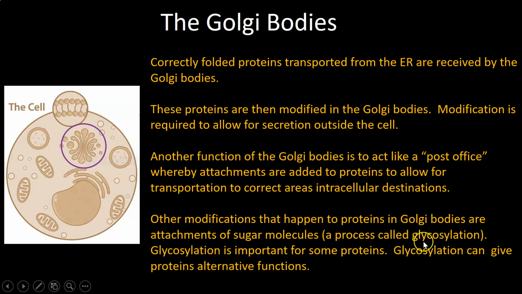I did mention that the Golgi bodies can add sugar molecules to the proteins. When we're talking about adding sugar molecules, we call that glycosylation. This is important for many proteins, and simply by adding sugar molecules to those proteins, it can give the proteins an alternative function. So this is when I was saying that one gene doesn't necessarily code for one protein. In a general sense it does, but the proteins can be modified to have a different function.